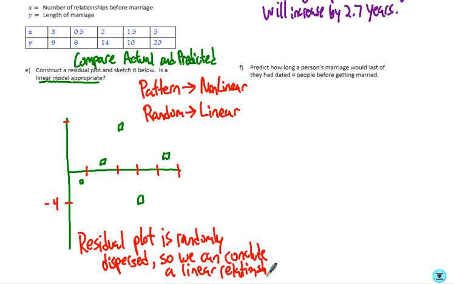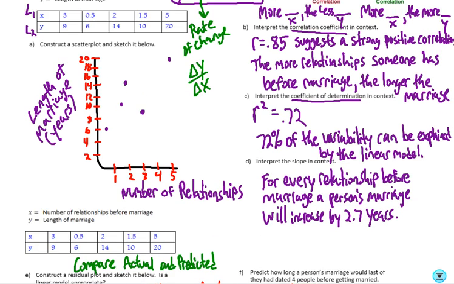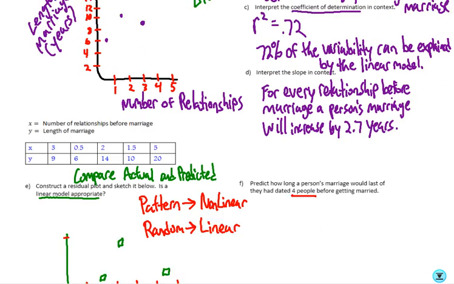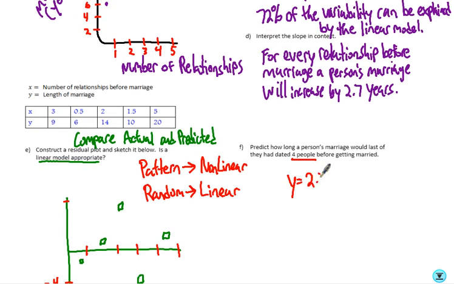Okay. Last question here is about making a prediction. If someone had dated 4 people, how long would their marriage last? Well, the person that dated 3, theirs lasted 9. The person that dated 5, theirs lasted 20. So we just want to be able to make a prediction. We could do a couple different things. One, we could just take our equation that we got from the very beginning, y equals 2.7x plus 5.4, and then we could just substitute in 4 for the x, and see what that would give us.